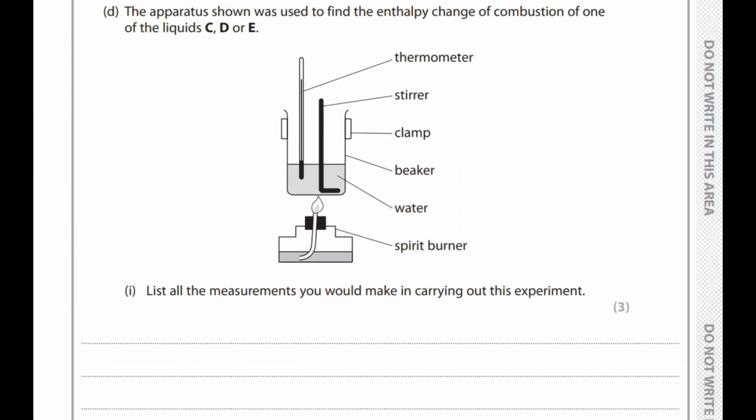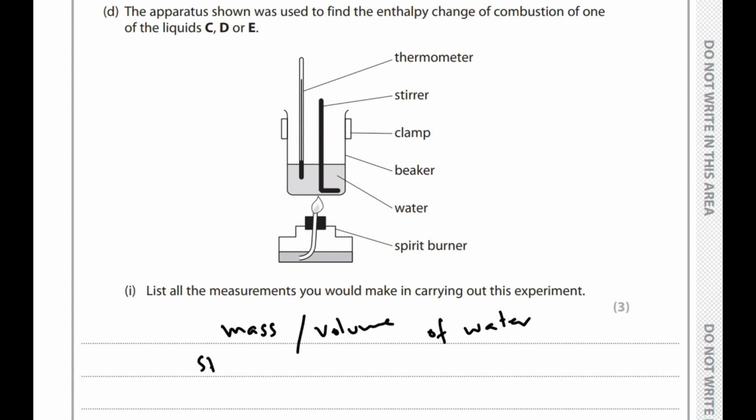Okay. Now move on to the next part of this question. The apparatus shown was used to find the enthalpy change of combustion of one of the liquids C, D, and E. List all the measurements you would make in carrying out this experiment. So when you are doing this experiment, you are measuring the enthalpy change of combustion. The heat produced will increase the temperature of water, so the first thing you will do is measure the volume or mass of water of which the temperature is increased.